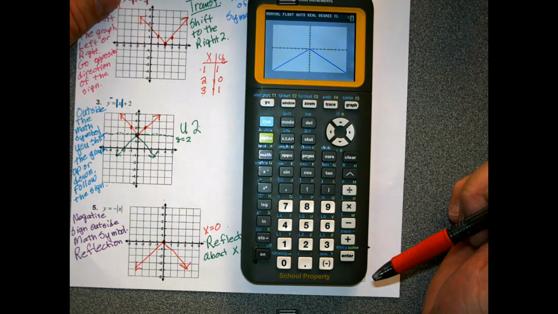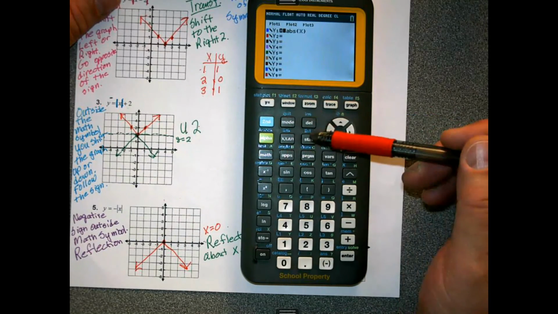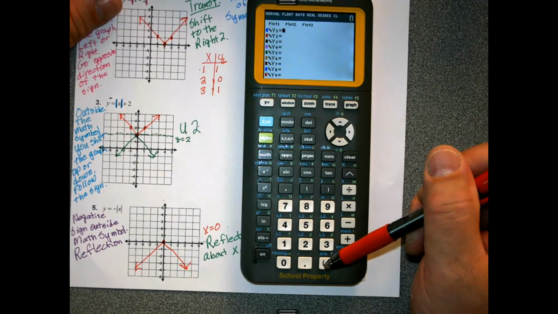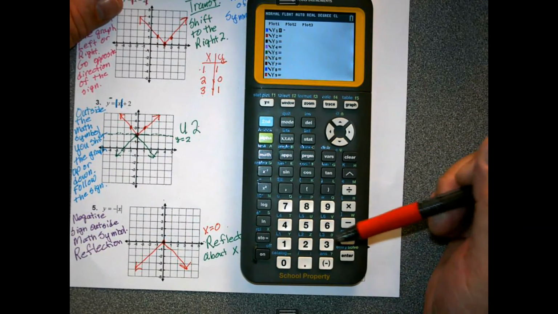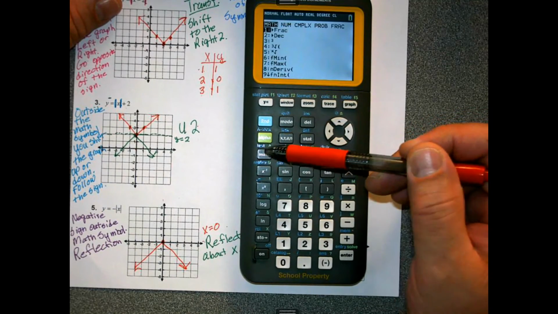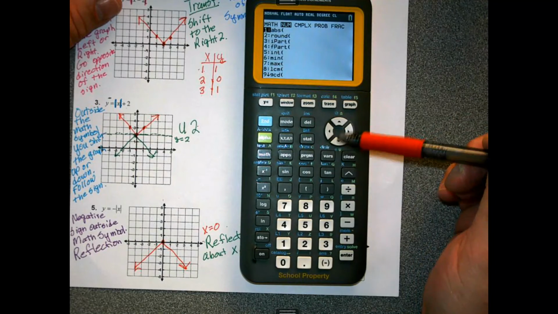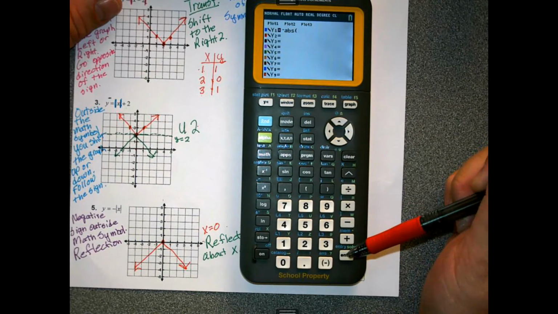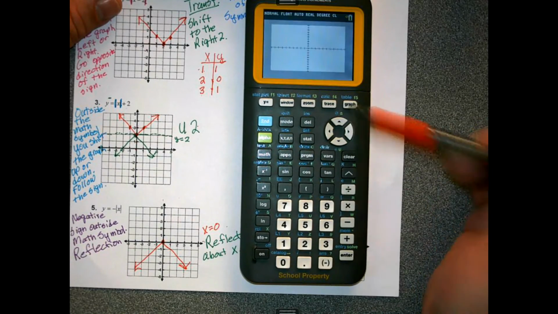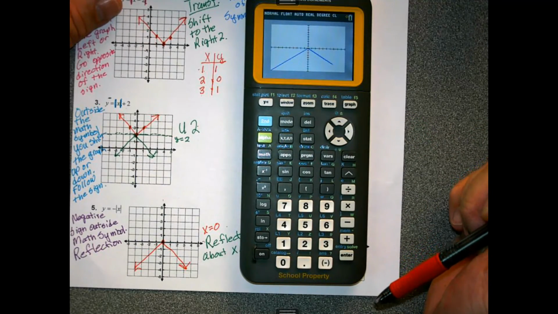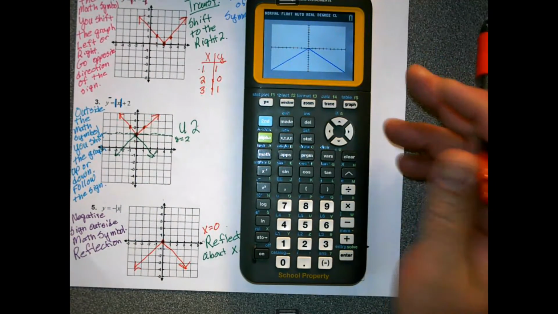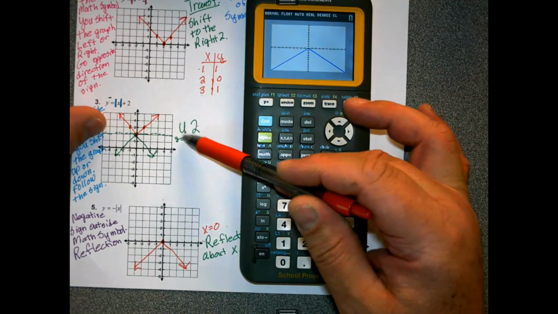Okay. Let's clear this. Let's start from scratch. I'm going to hit my negative sign, not the minus sign, the negative sign. Be careful. Then do the math button, num, then abs, and then x, then close, graph. Yep. Okay. I got it. All right. And you're always going to want to do that because it's really hard.